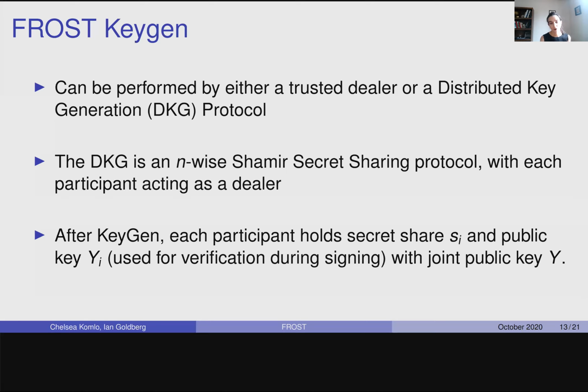and they also have their own public key YI, but this is used only internally within the protocol for verification. And then everyone is represented by this joint public key Y. So regardless of whether you do a DKG or regular Schnorr secret sharing, at the end, every participant has their own secret key, and everyone is represented by this joint public key Y.